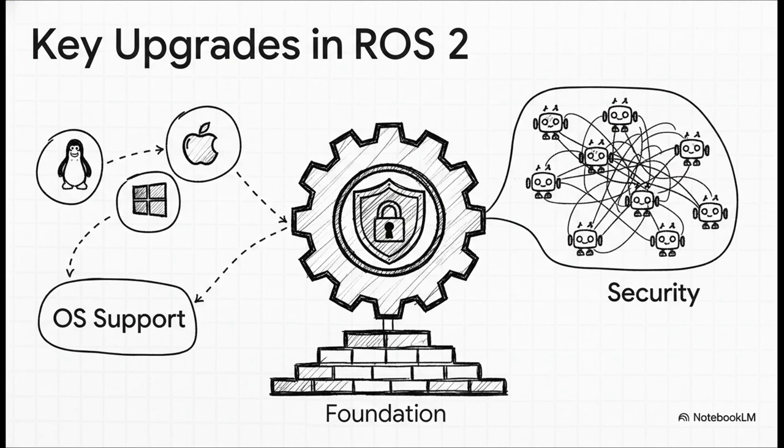And hey, that was just the beginning of the upgrades. ROS 2 was built on this industrial-strength communication standard called DDS, which is a fancy way of saying it's super-duper reliable. It also works on Windows and Mac OS now, not just Linux. And this is a big one. Security was baked in from the start. This thing was finally ready for prime time.